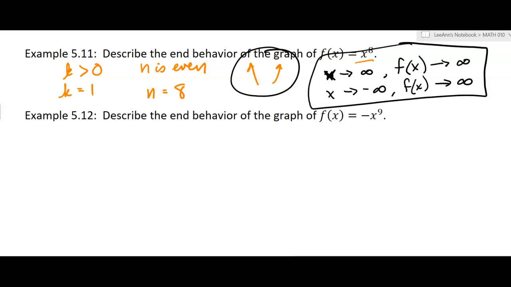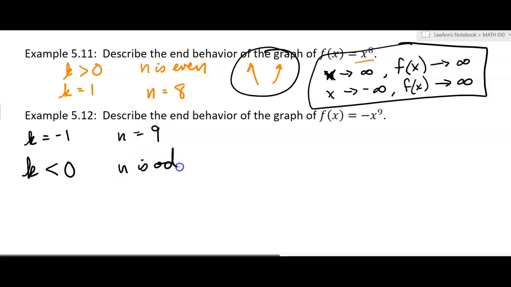Okay, now let's look at the next one here. Describe the end behavior. So you've got k equaling negative 1. So k is less than 0. And then you've got n is 9. So n is odd. So that's going to be this case here. That's going to look like that.